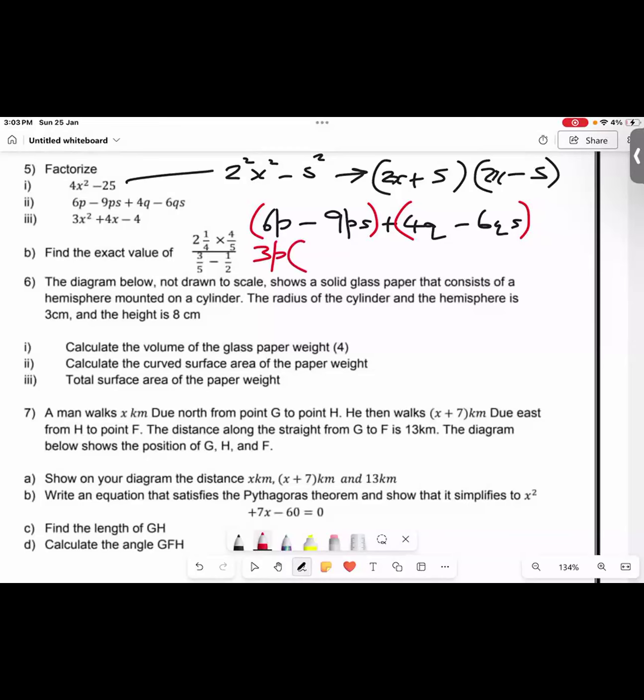Now, how many times can 3 go into 6? 2 times. Right? And the P that was right beside the 6 is now on the outside, so I can't put it back on the inside. How many times can 3 go into 9? 3 times. Very good. And the P that is beside the 9ps is already on the outside, so what's left on the inside? The S.